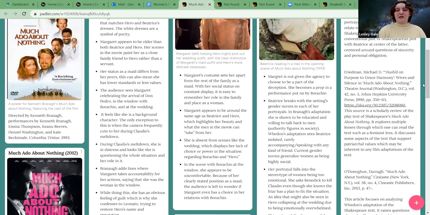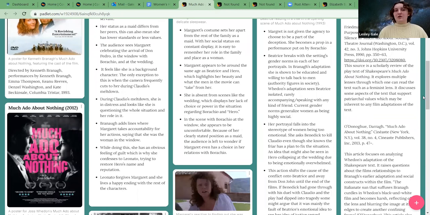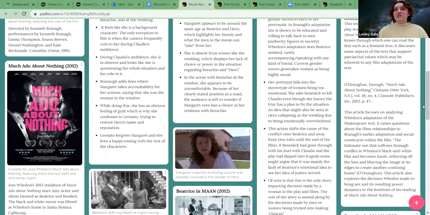It's a very constant reminder of her lack of power, especially. She's also around the same age as Hero and Beatrice, which emphasizes her beauty and also something that men can take from her later on in the movie. She's absent from scenes like the wedding, which I think really emphasizes her lack of choice and her lack of power in the situation regarding Borachio.